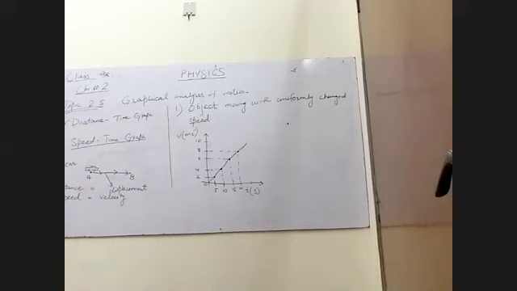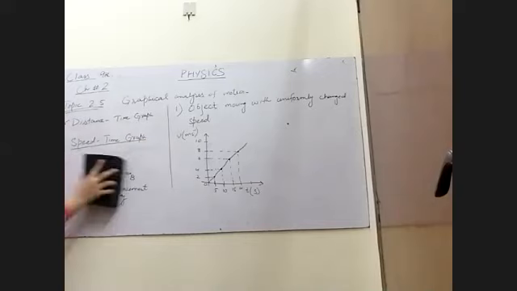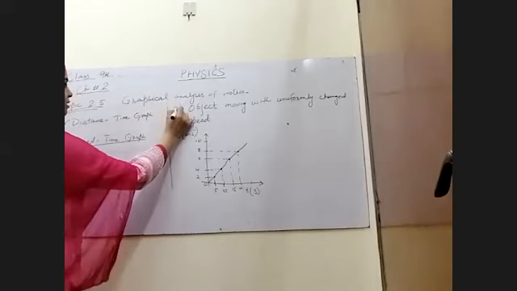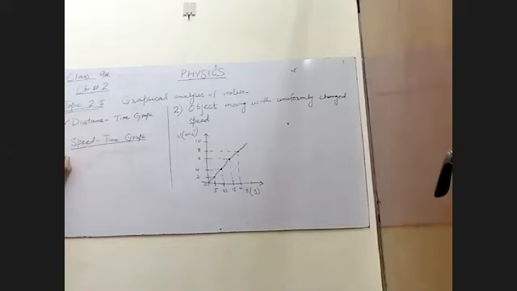In the speed-time graph, again we have three cases. First is when the object is moving with a constant speed. Second is the object moving with uniformly changed speed. And the third case is the distance traveled by a moving object. First case is the object moving with constant speed.